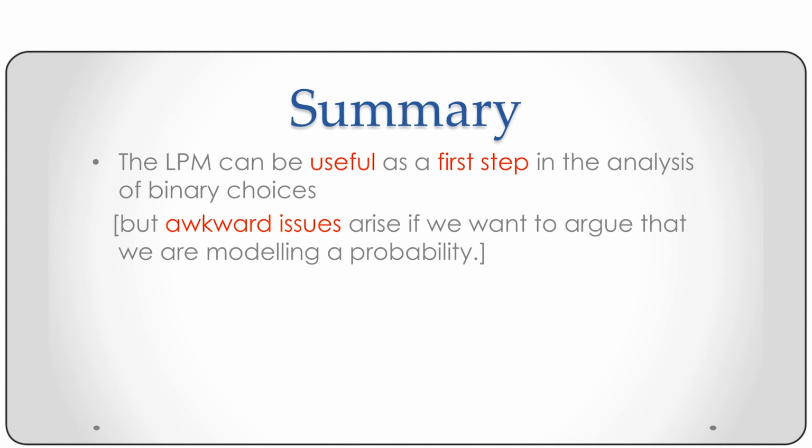First, that we can get predictions outside the range. Second, that linearity is not acceptable when we are talking about probability. And thirdly, that we have heteroscedastic residuals. In our next lecture, we will consider the alternatives which have been developed for the linear probability model.